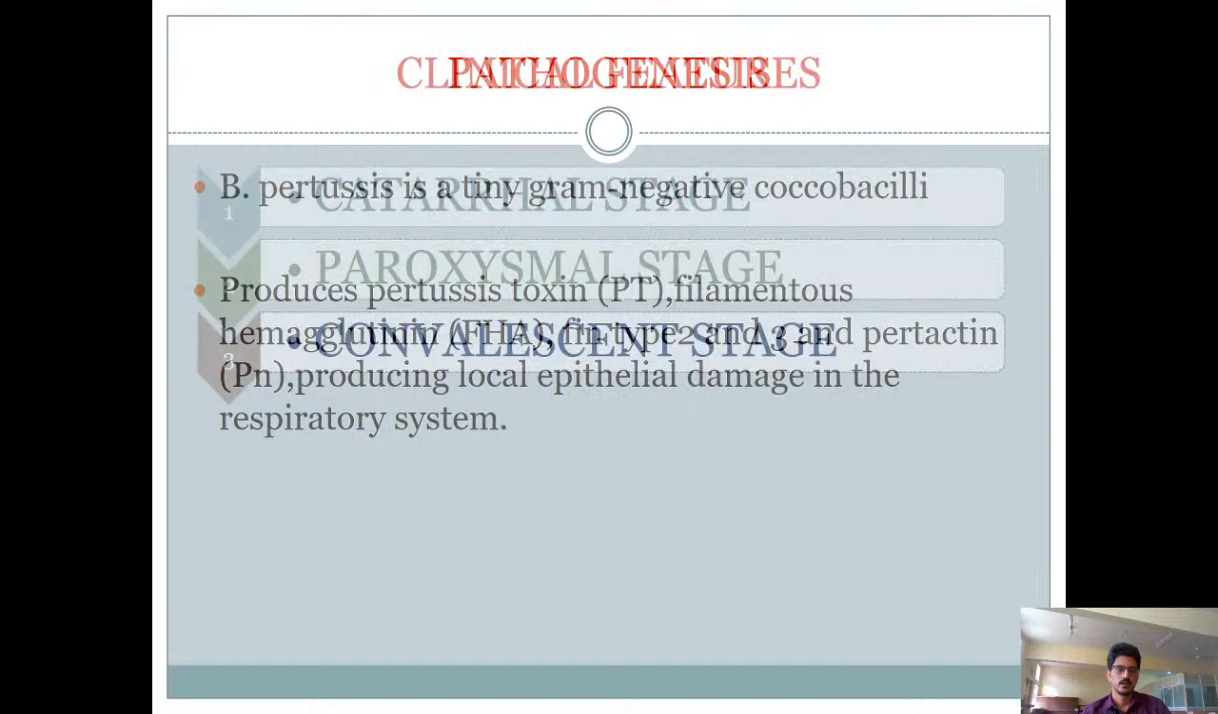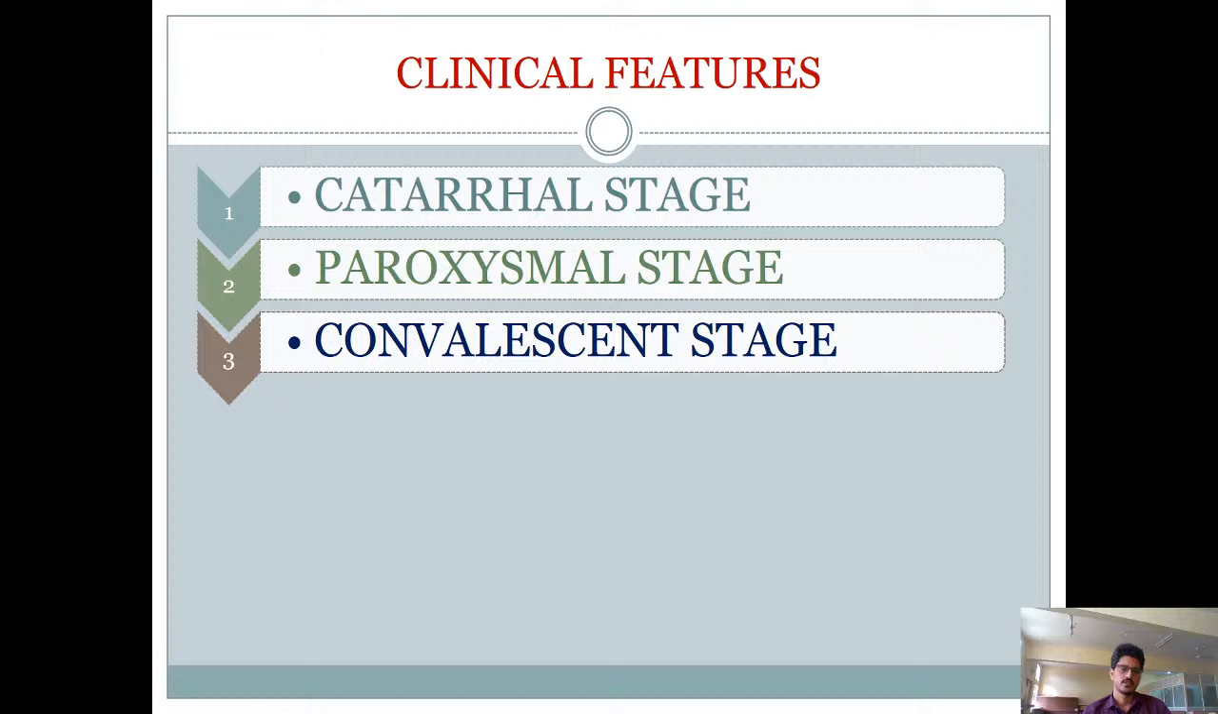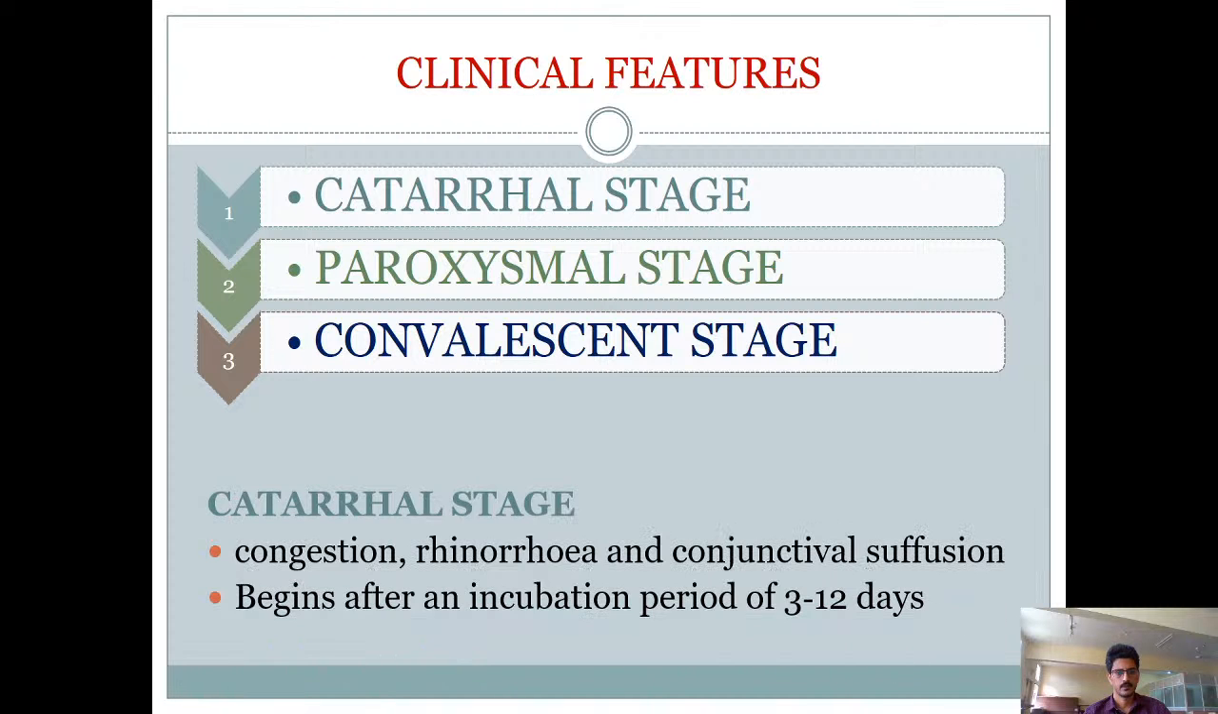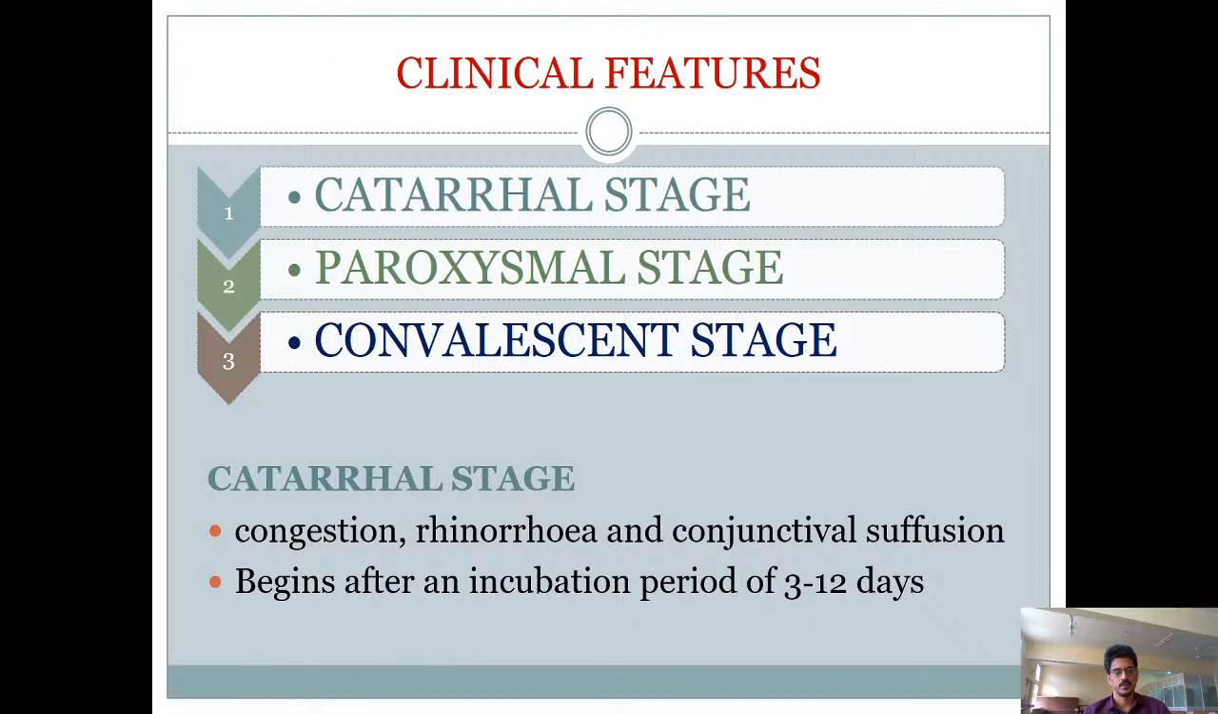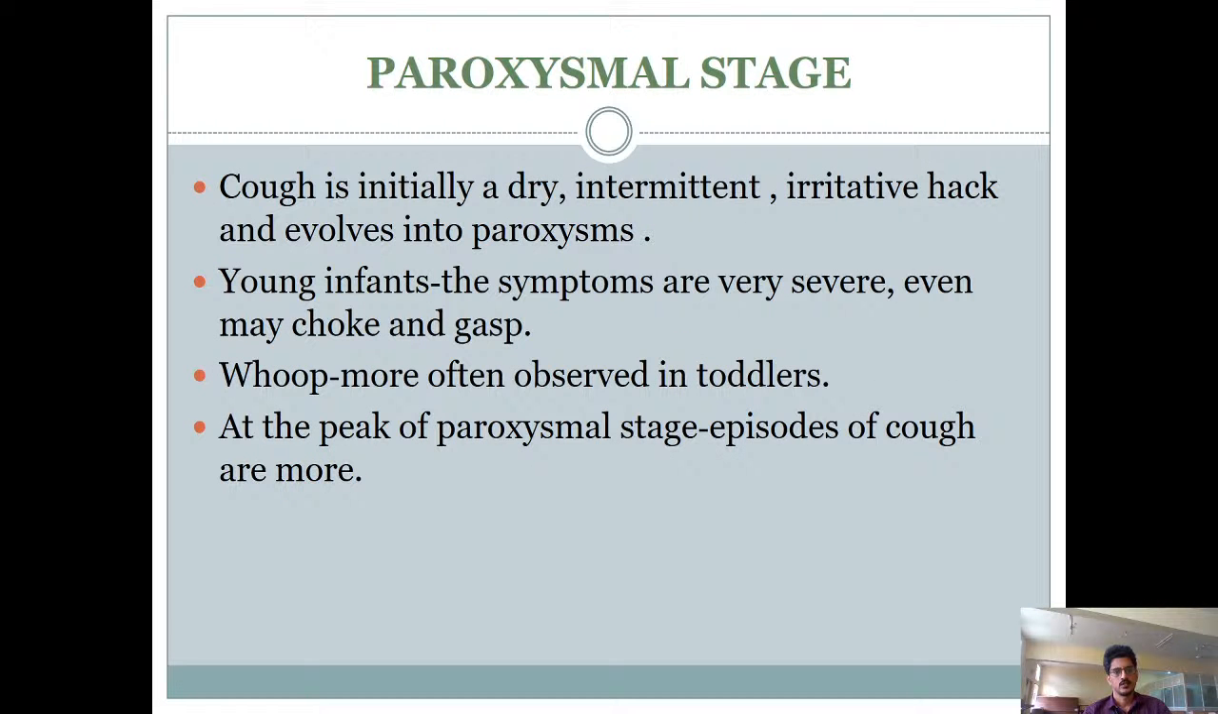Okay, so clinical features. Pertussis has three stages: catarrhal stage, paroxysmal stage, and convalescent stage. The catarrhal stage looks like a viral cold, with congestion, rhinorrhea, and conjunctival suffusion. It begins after an incubation period of 3 to 12 days. In the paroxysmal stage, the cough is initially a dry, intermittent, irritative hack and evolves into paroxysms.